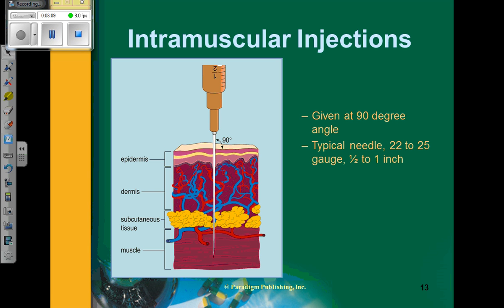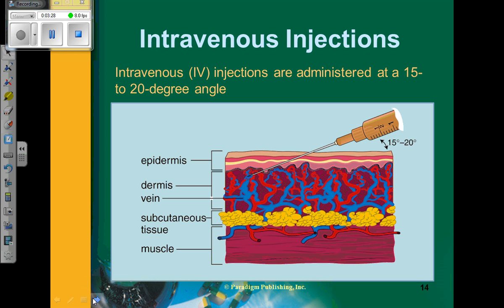For the intramuscular injection, notice the angle has changed. It is usually given at a 90-degree angle, and typically the needle is between 22 and 25 gauge, a half to 1 inch. The volume is limited to less than 3 milliliters as well. Intravenous injections are administered at a 15 to 20 degree angle. This picture shows that here as well. You see it's going into the vein.